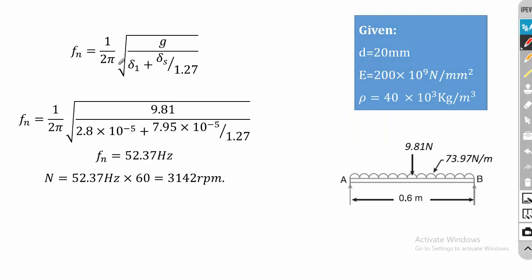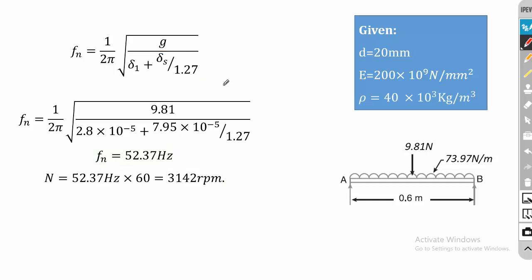Use Dunkerley's equation, that is 1 by 2 pi root of G by del 1 plus, for uniformly distributed load, just divide by 1.27. So substitute the values. Finally you will get the natural frequency of transverse vibration is equal to 52.37 Hertz. Fine. So this is the natural frequency. Remember that you have to convert the Hertz into RPM. So multiply by 60 with it. So the critical speed is equal to 3142 RPM. So this is the solution.